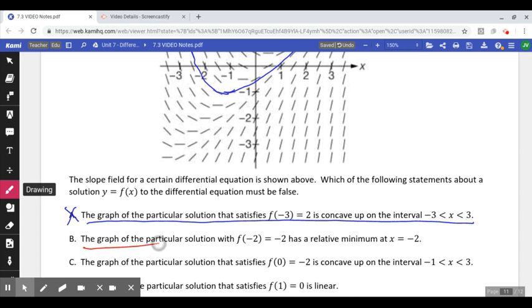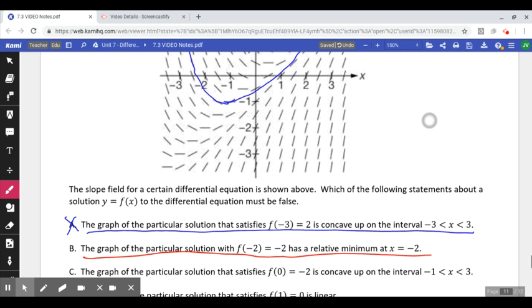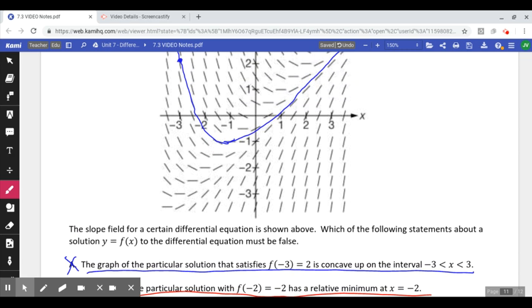The graph of the particular solution with f at -2 is equal to -2 has a relative minimum when x is equal to -2. All right, let's see about that one. We've got -2, -2. That's right here. It looks like there's a horizontal tangent there. That's looking good for us. So that equation is going to look like this, and that particular solution is going to kind of look like this. What we can see is that the slope of the tangent line when x is -2 is horizontal right there.